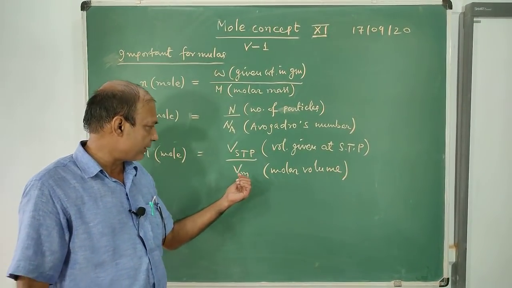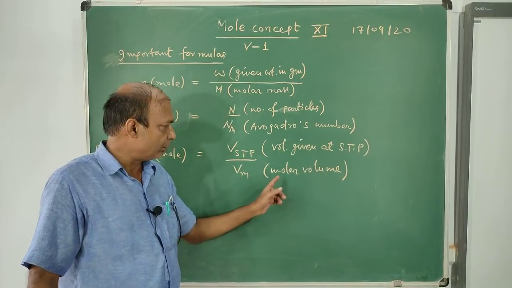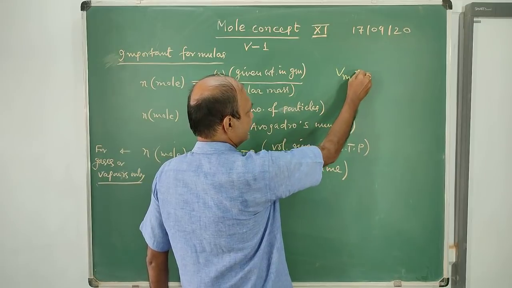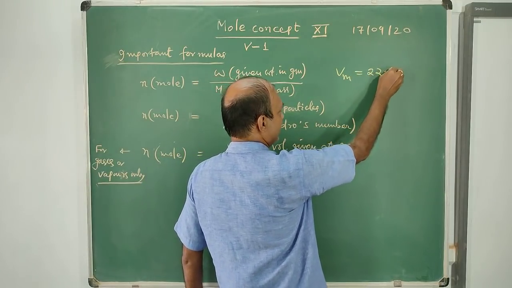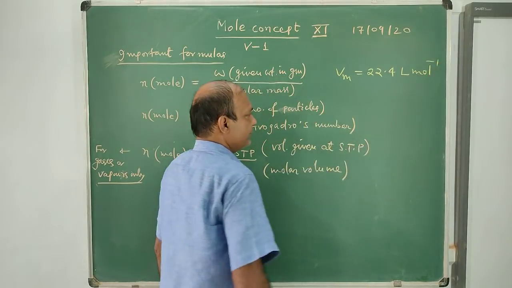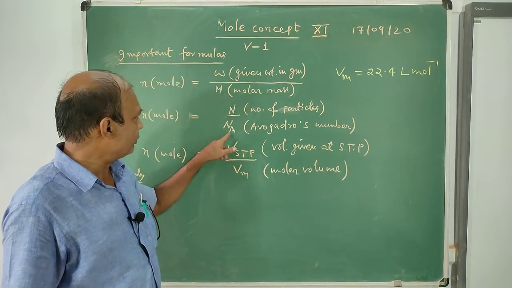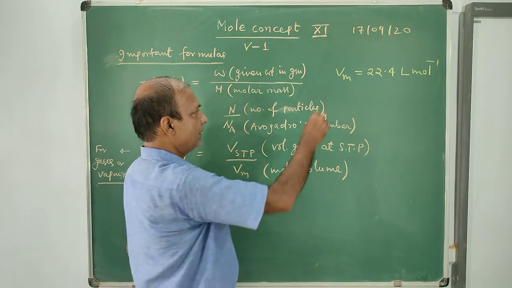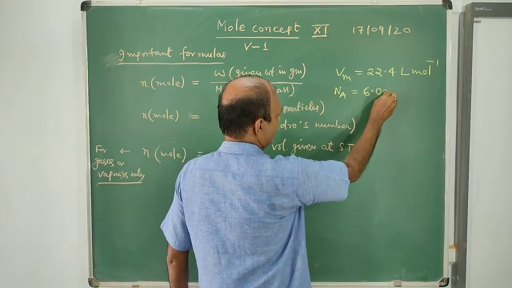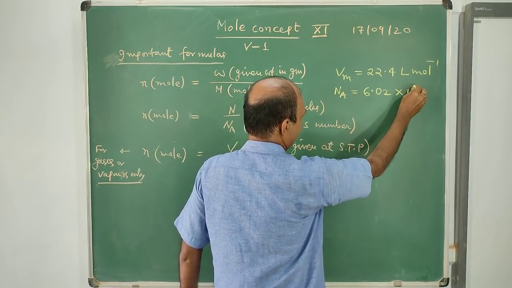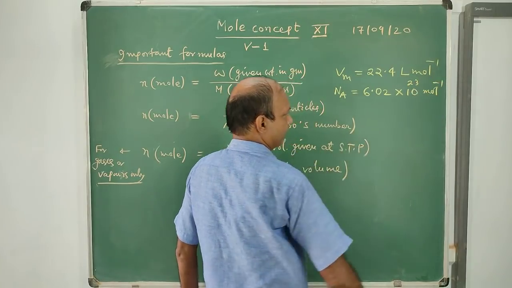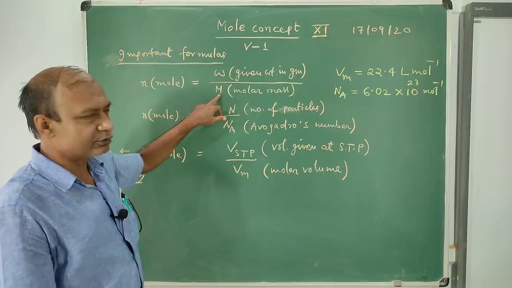Molar volume is denoted by Vm. You know the value of molar volume: Vm is equal to 22.4 liter per mole. And Avogadro's number Na is equal to 6.02 into 10 to the power 23 per mole. This is also known.